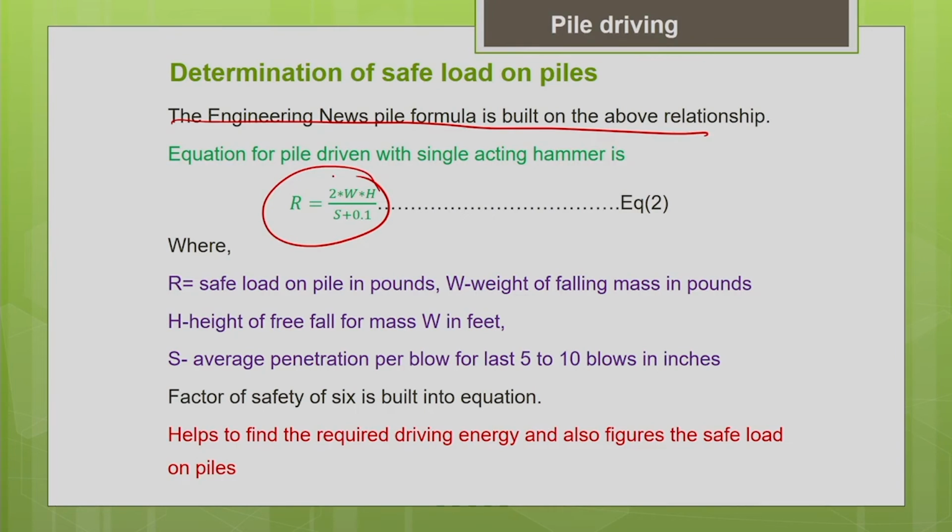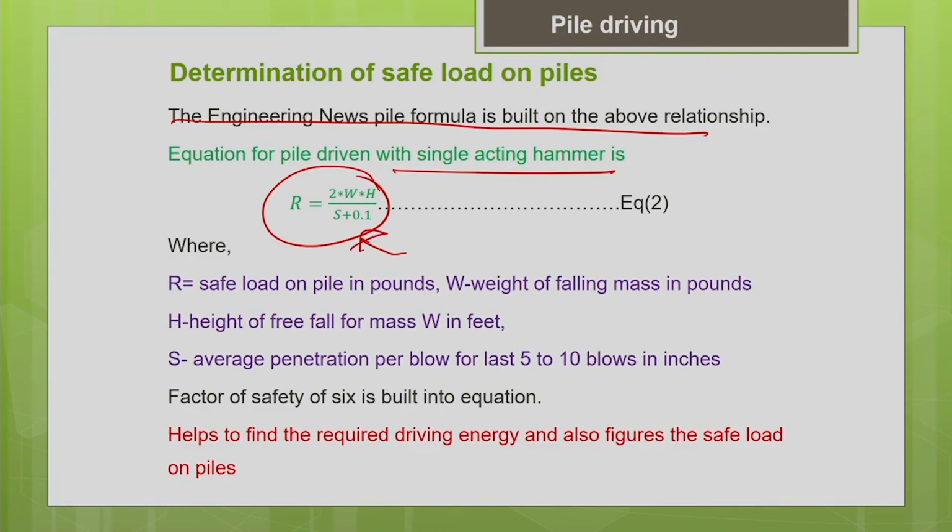It is nothing but 2WH by S plus 1, and this is for a single acting hammer. If it is going to be a double acting hammer where the mechanism is different, the formula has to be modified. So, the main objective is to introduce to you that there are many relationships available to help you find what is a safe load allowable on the pile. For different types of hammers, you can find different relationships available, and you can make use of them. Basically, in this formula they have incorporated a factor of safety of 6. That means 6 times the load will be supported by the pile.